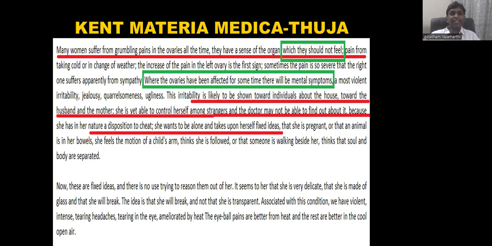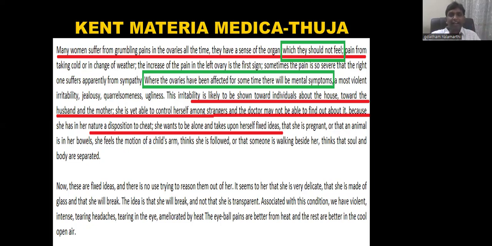Because she has in her nature a disposition to cheat. She wants to be alone and takes up fixed ideas upon herself. So this is a fixed idea about Thuja: that she is pregnant or that an animal is in her bowels. She feels the motion of sides, arms, thinks she is followed or that someone is walking beside her, thinks that soul and body are separated.